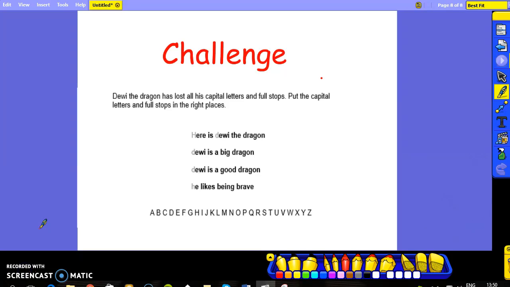Okay, just before we finish, I've got one last challenge. So, Dewey the Dragon has lost all of his capital letters and all of his full stops. Can you help him put the capital letters and full stops back in the right places? Good luck!